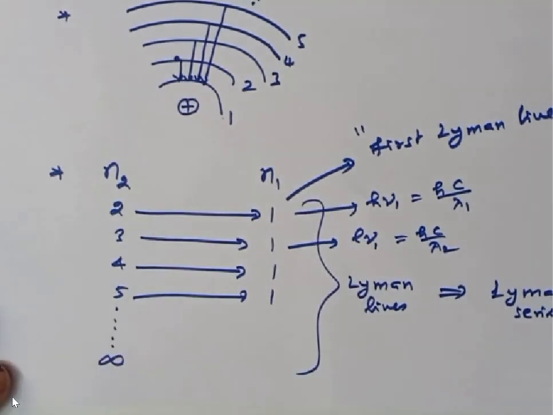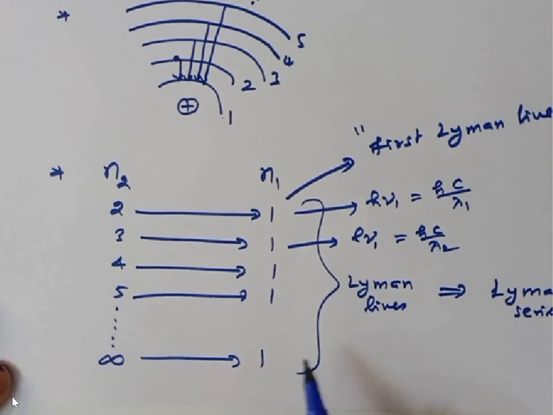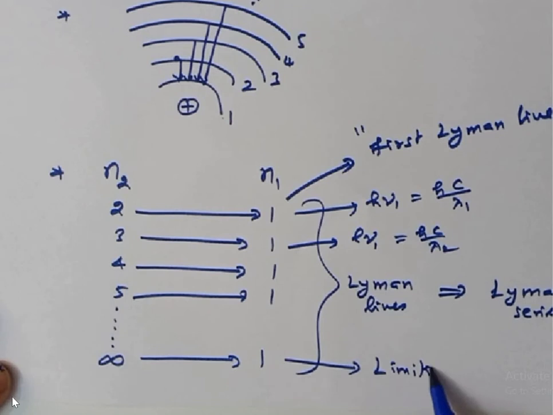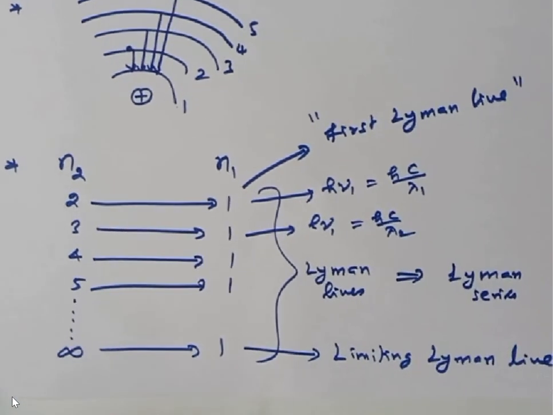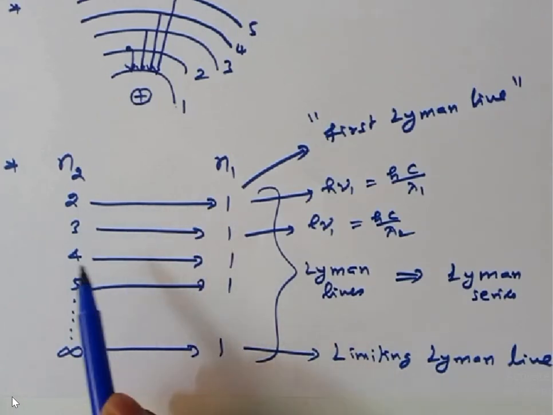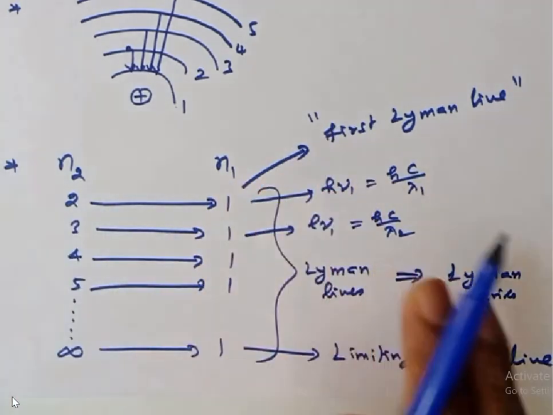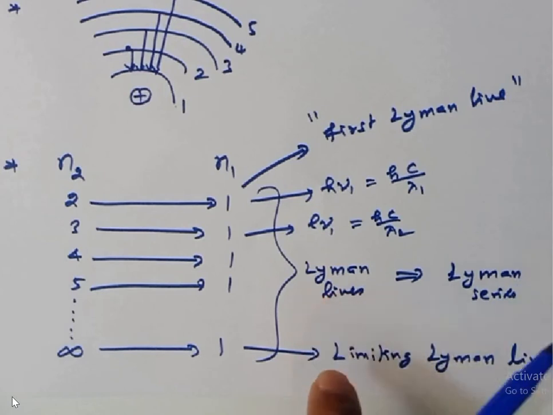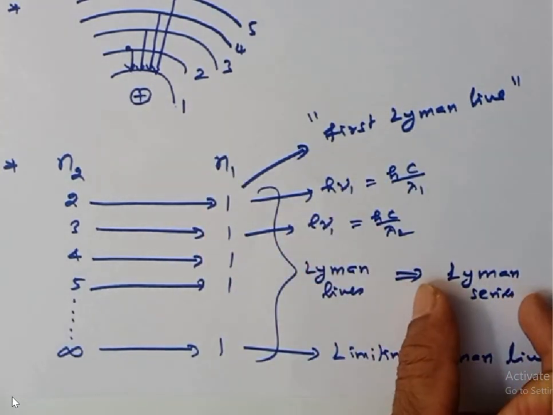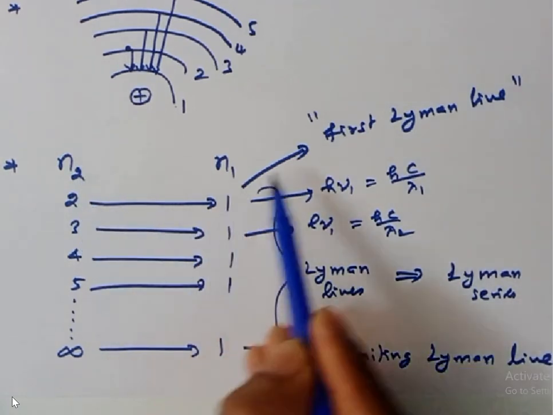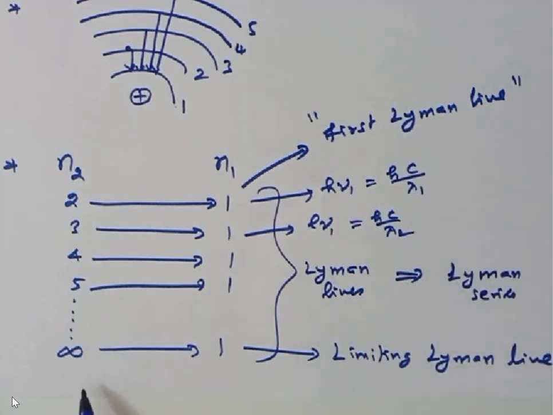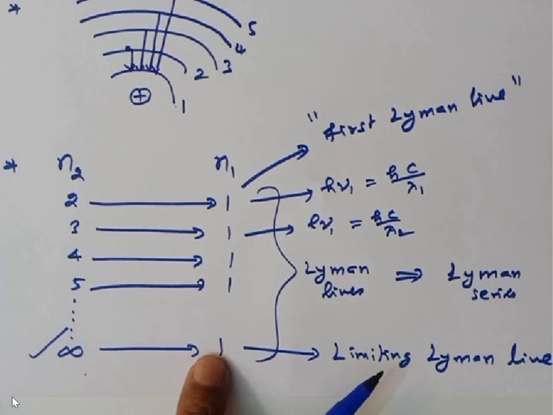Then transition may occur from an infinitely higher level to the first level. This also produces a line, but this line is called the limiting Lyman line. Observe carefully. 2 to 1, 3 to 1, any higher level to first level, those transitions will produce lines in the spectrum, and those lines are called Lyman lines. This bunch of lines is called Lyman series. In Lyman series, the transition 2 to 1 will produce a line which is called the first Lyman line. And infinity to 1 will produce a line which is called the limiting Lyman line. So infinity to the lowest level is called the limiting line. 2 to 1 is called the first Lyman line. Keep that in mind.